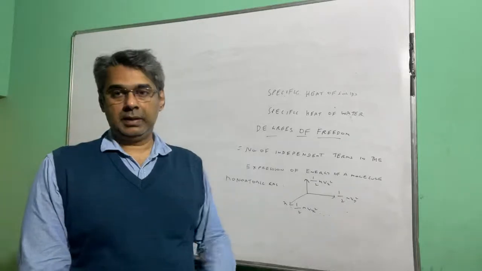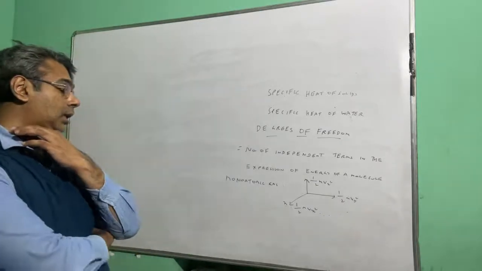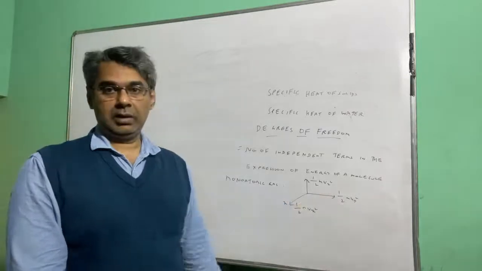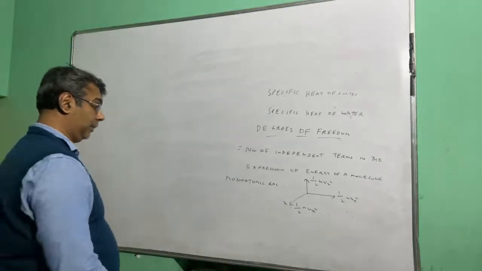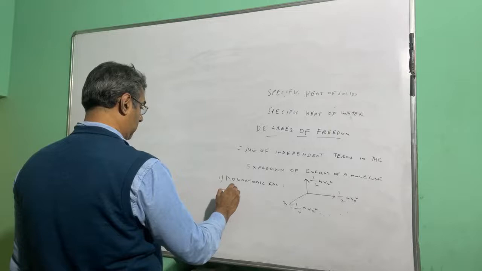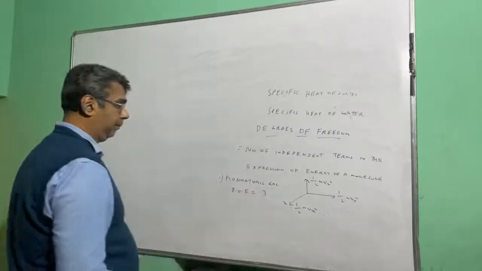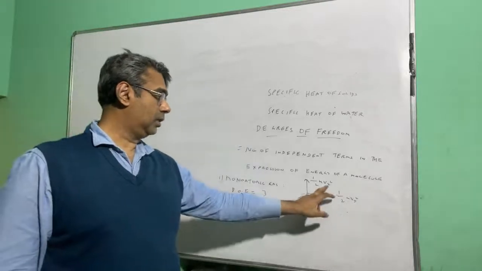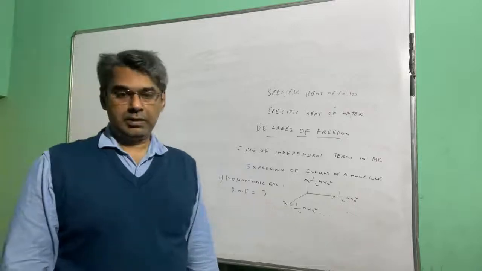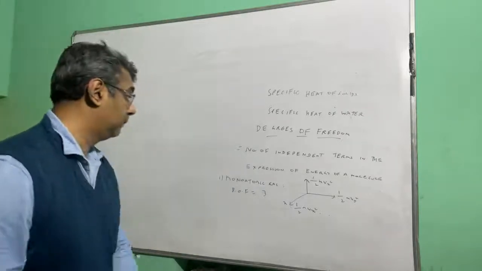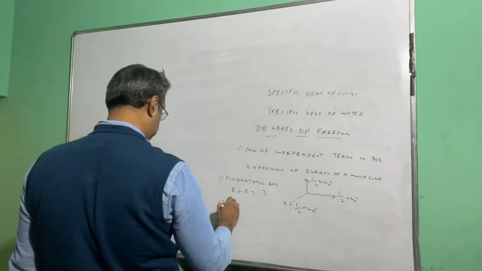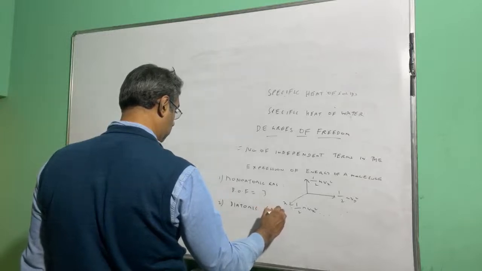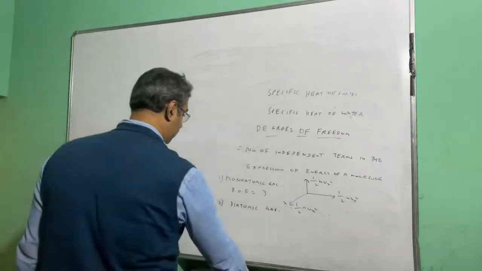So in the energy expression of a monoatomic gas molecule there will be three independent terms: half m vx square, half m vy square, half m vz square. That means the degrees of freedom will be 3. So a monoatomic gas molecule will have 3 degrees of freedom. Then we come to diatomic gas.